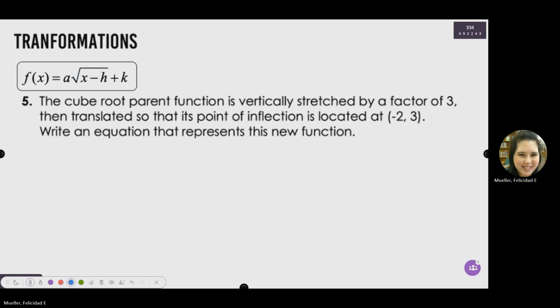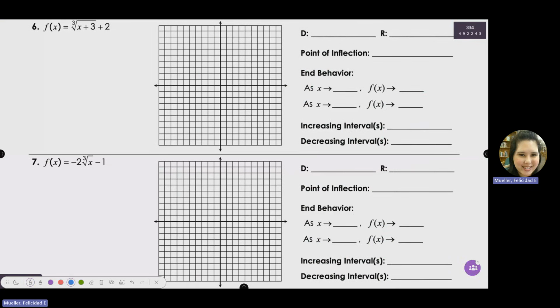Moving on, we're going to graph. We're going to take a look at number 6, and then you guys are going to do the other 3 problems. So number 6: a equals 1, h equals -3, k equals 2. So my inflection point is -3, 2. Now there are a couple things that are a lot easier to do on these, such as I already know my domain and range on all of these are going to be all real numbers. I can do my inflection point. I'm going to have a -infinity and an infinity.